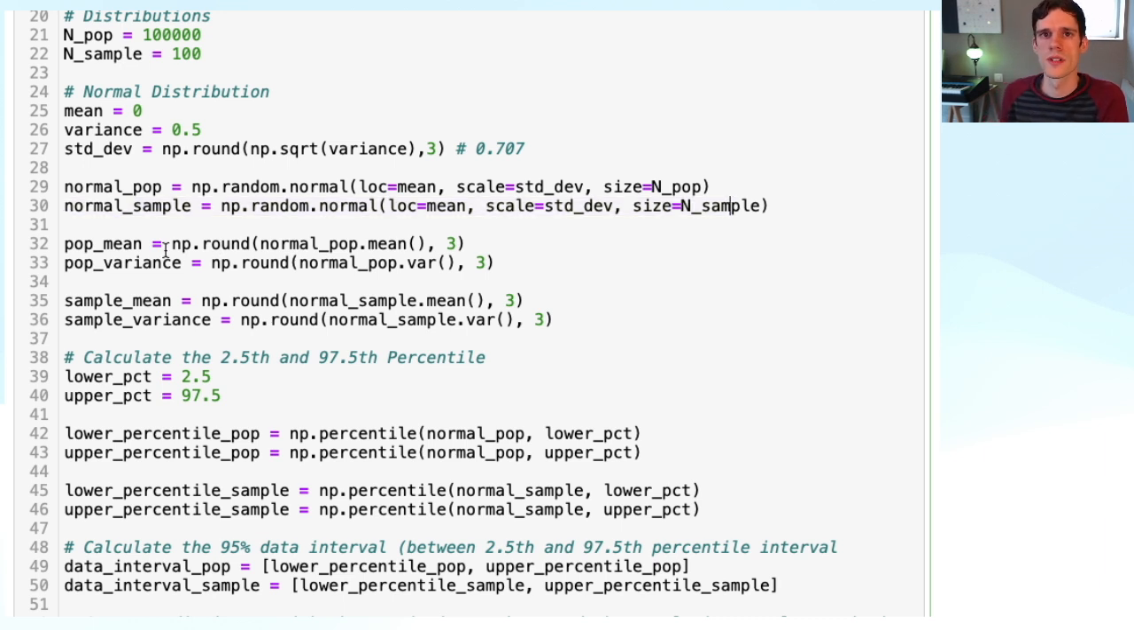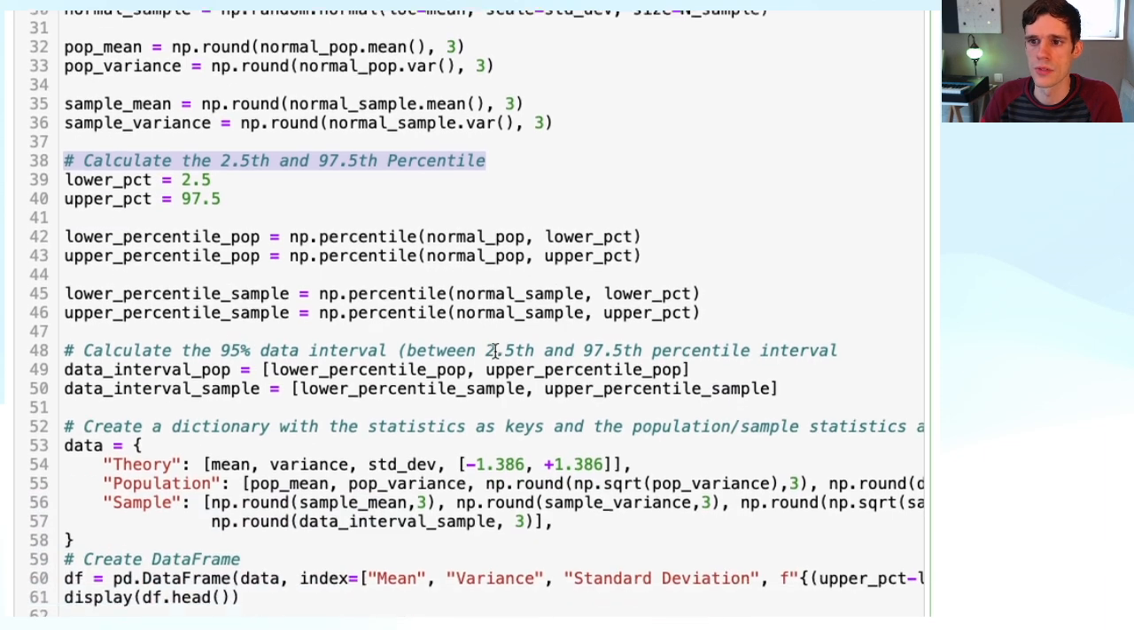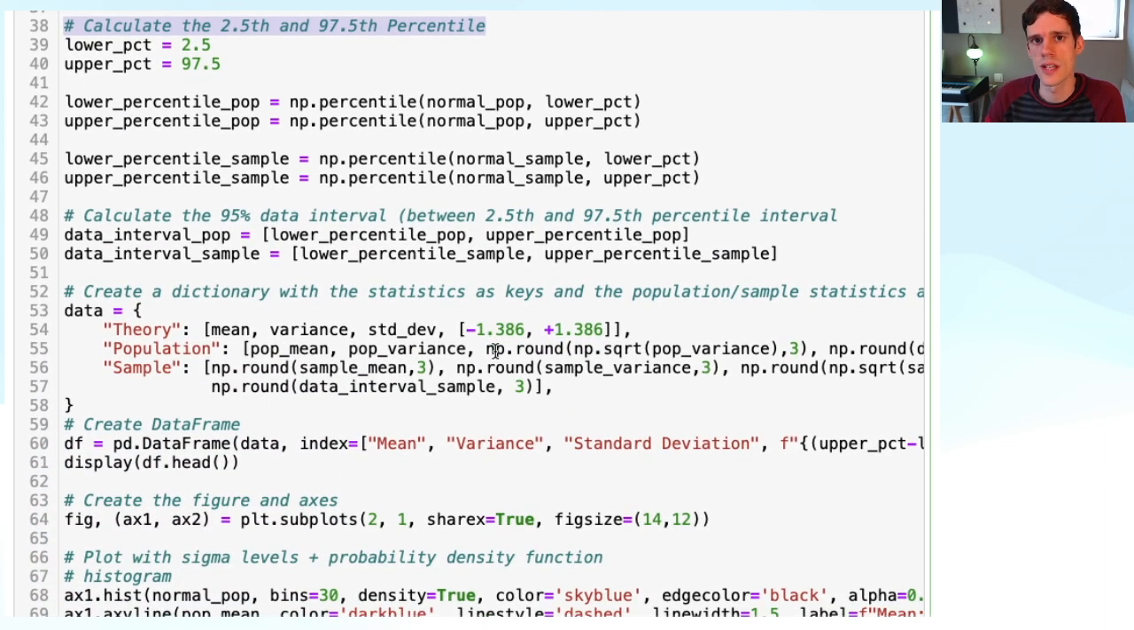Then we compute some statistics for our population and sample in the same way as we always do. The population mean, the population variance, the sample mean, and the sample variance. And then we will calculate the data interval. And for now, we will compute the 95% data interval. To do this, we need 95% of the bulk data. So we omit 5% of the most extreme data. Therefore, 2.5% at the top and 2.5% at the bottom we want to ignore. Therefore, the percentiles that we need are the 2.5 percentile and 97.5 percentile, which is what we define here.